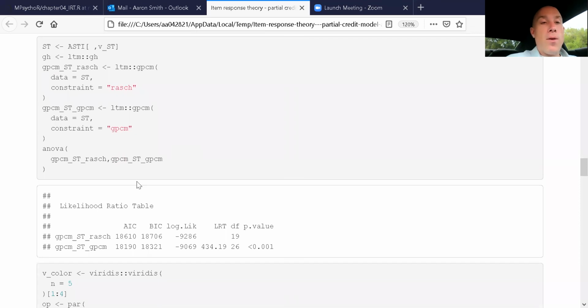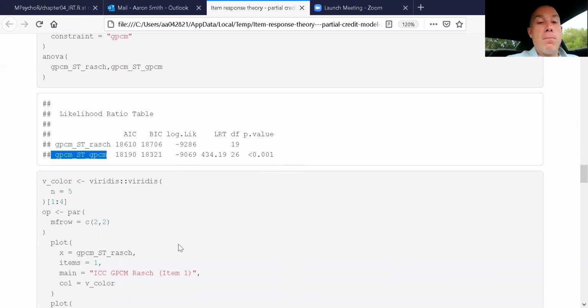All right, so when I run this on the ST data set, we can see that we have a statistical difference between the two. Now we know the Rasch model is a simpler model structure, and there's a statistically significant difference between the two. So we come to the conclusion that the generalized partial credit model is better than the Rasch model. It's worth the added complexity to have a discrimination parameter, that is slope, in terms of logistic regression.